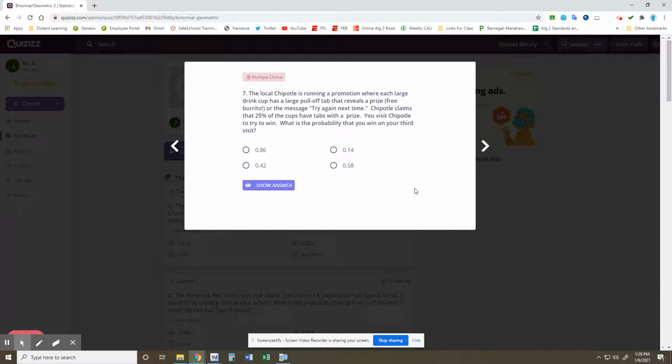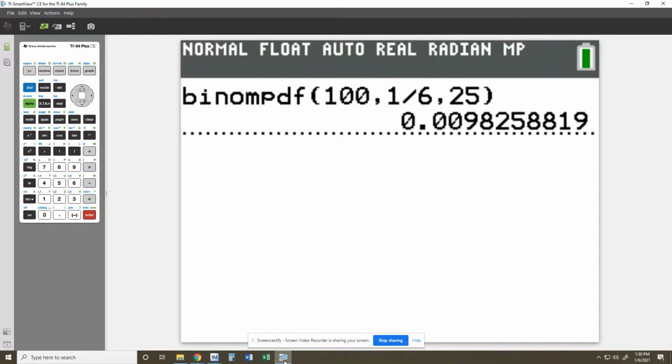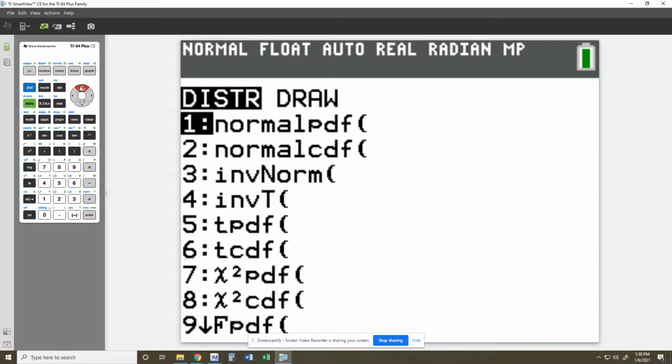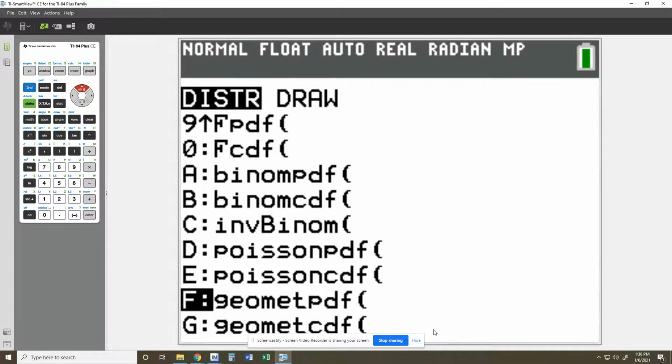First, identify what type of probability this is. This is a geometric because you're looking to get that first success. What is the probability that you win on your third visit, implying that you failed in your first 2 visits? 25% of the cups have a prize, meaning 0.25 is your probability of success. Now, since you're looking to get the win on your third visit, it sounds like it's exactly that visit. So this looks to be a geometric PDF.